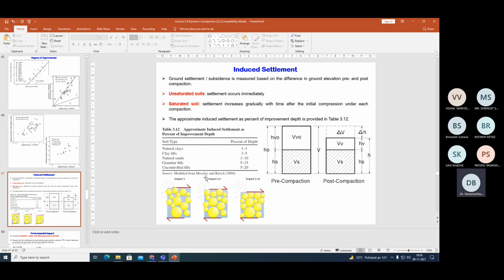There are no equations given, but some guidelines were given by Mosley and Kirsch. So approximate induced settlement as a percentage of the depth of the improvement. For example, for natural clays, the approximate induced settlement is 1 to 3% of the depth of improvement, clay fills 3 to 5%, natural sands 3 to 10%, granular fills 5 to 15, and controlled fill 5 to 20. So here also it is very clear from this table: as the soil comprises more and more fines, the amount of settlement is lesser.